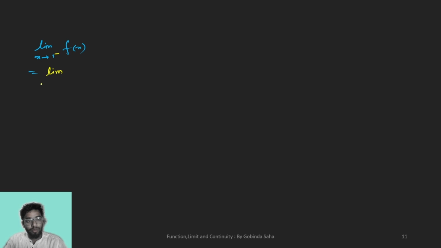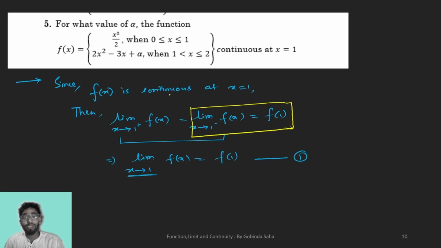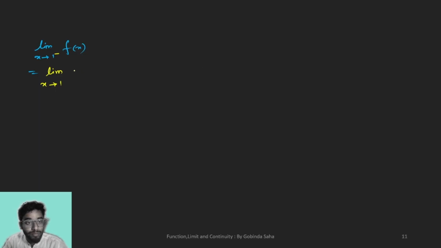So see, if you replace the concept of 1 minus here, it is basically referring that the value of x is approaching 1 but less than 1. So it gives you x square by 2. It is less than 1 approaching to 1. So x square by 2. Here you have no problem. You can easily put the value. So 1 square by 2, which is nothing but 1 by 2.